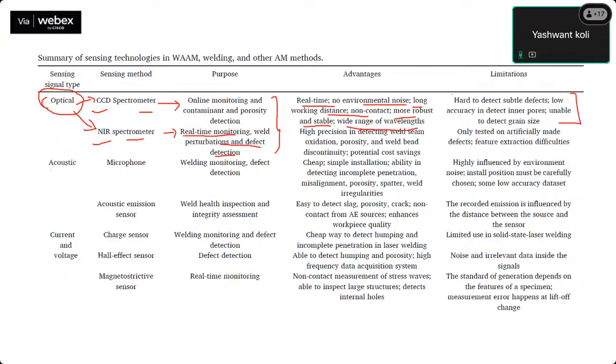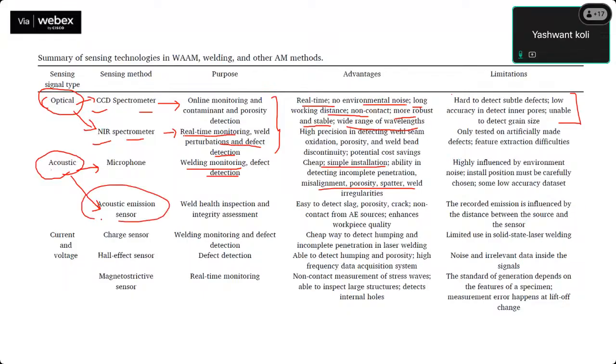If we move to acoustic emission, briefly we have already discussed microphone and AE sensors. The microphone is used for welding monitoring and defect detection. It is cheap, with simple installation, and able to detect incomplete penetration, misalignment, porosity, spatter, and weld irregularities. The limitations are that it is highly influenced by environmental noise, the installation position must be carefully chosen, and there are some low accuracy data sets also.